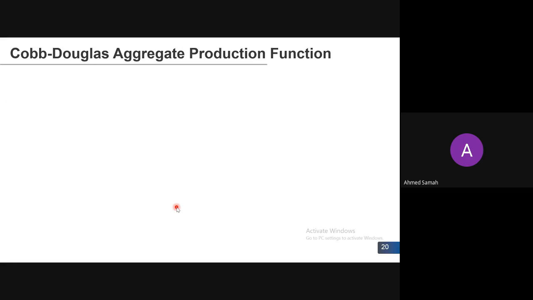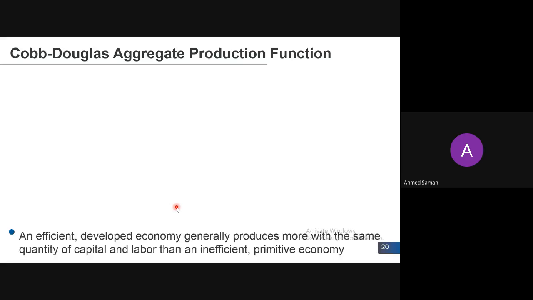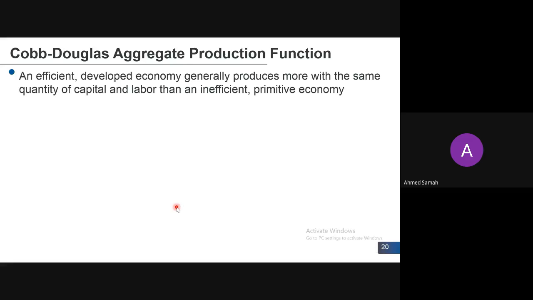Something before that, the Cobb-Douglas aggregate production function. We'll touch slightly on this. These two people argued that an efficient developed economy generally produces more with the same quantity of capital and labor than an inefficient primitive economy. So an efficient economy will be producing more goods and services with the same level of capital and labor as compared to an inefficient economy.